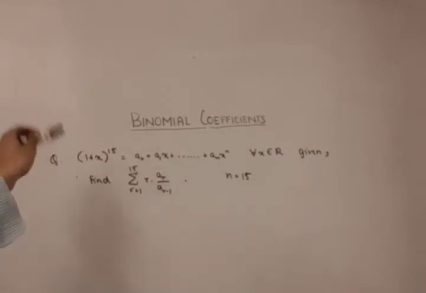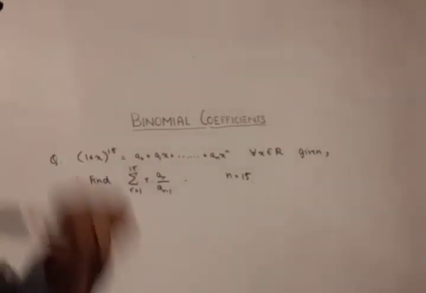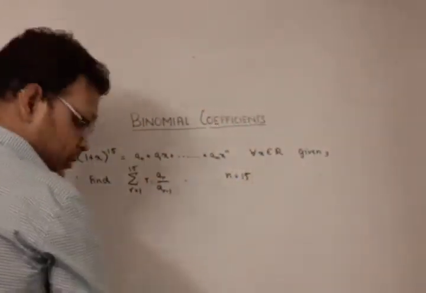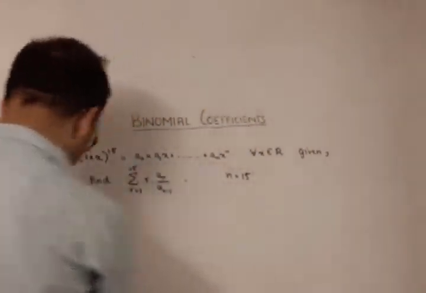So we need to find the summation of r times ar by a(r minus 1). The summation runs from r equals 1 to 15 with a difference of 1. So I request you to pause the video and try it. And next I am giving you the proof so that you can tally your answers with the solution that I give. So, proof.